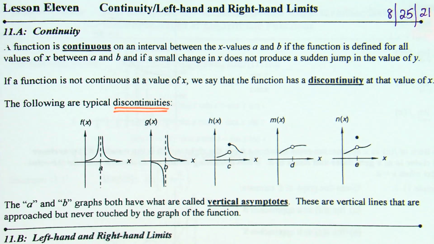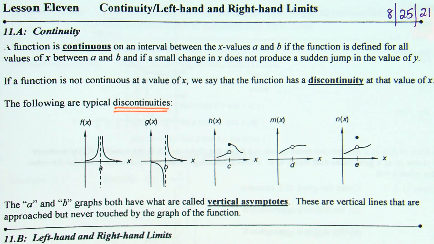The A and B graphs have what are called vertical asymptotes. Already mentioned that. These are vertical lines that are approached but never touched by the graph of the function. Okay. So a little bit about that definition. We'll talk lots more as the year goes on about continuous, discontinuous, and what that means.